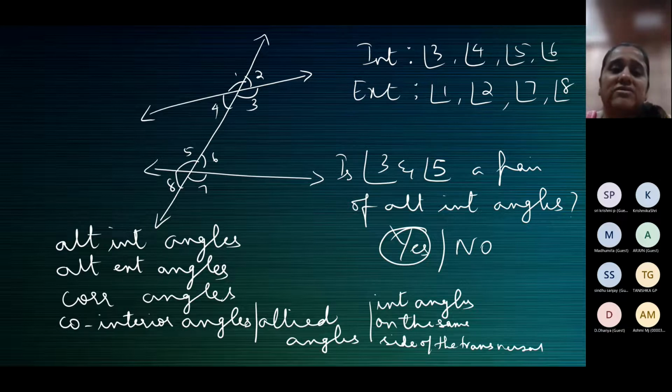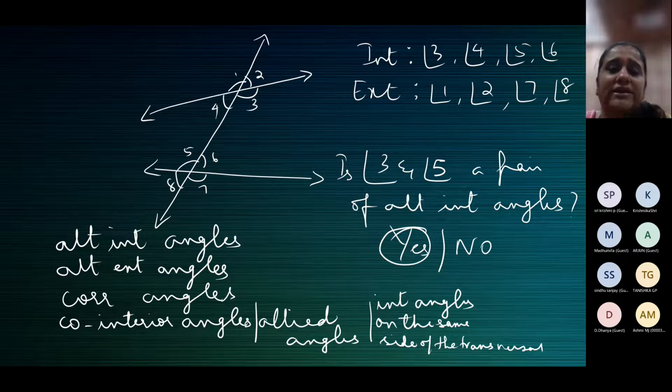Again, corresponding angles. Corresponding angles are formed when two lines are cut by a transversal. If the lines are not parallel, the corresponding angles are not equal. If the lines are parallel, then the corresponding angles are equal. That's the difference.